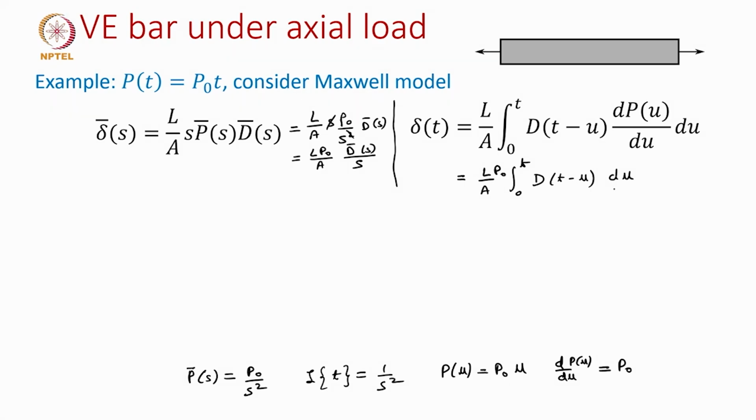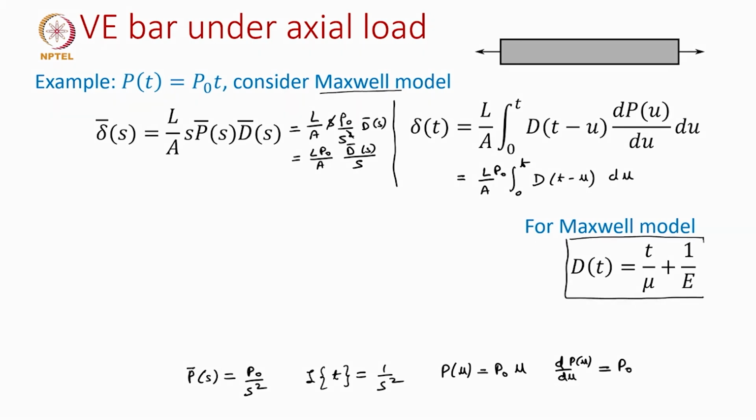To proceed further, we need to know what is the creep compliance D. Since we know this bar follows the Maxwell model, we should be able to find out what is the creep compliance for a Maxwell model. From our earlier discussions, this is the formula we arrived at. It is simply t by mu plus 1 by E. Now, let us substitute this in. D of t minus u will be t minus u by mu plus 1 by E.